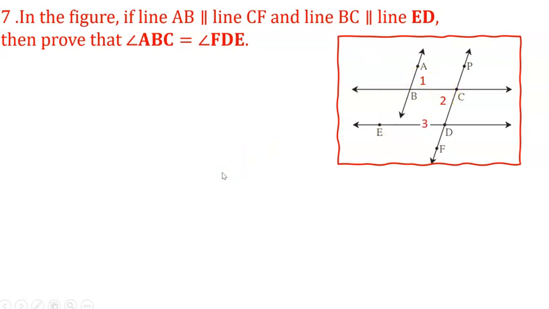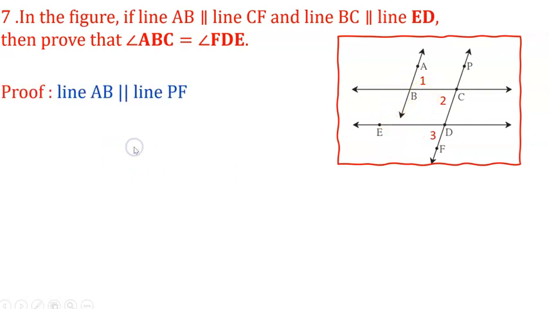Now the next, the angle C. If we consider the two lines, the line BC and the line ED, and CF is their transversal, angle 2 and angle 3 are corresponding angles. Their measures are equal. Hence, finally we will say that the measure of angle 1 is equal to the measure of angle 3. But the measure of angle 1 is for angle ABC, and the measure of angle 3 is for the angle FDE. Means the measure of angle ABC is equal to the measure of angle FDE, and hence we have proved it.